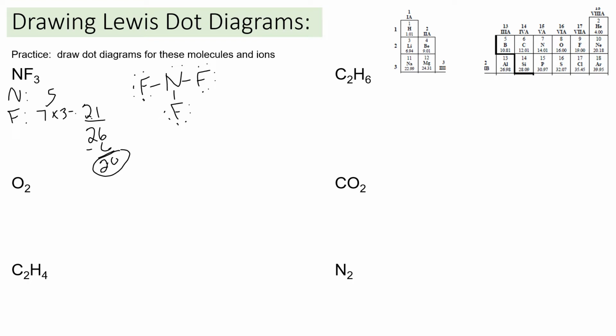C2H6. Carbon has 4 times 2 is 8. Hydrogen, 1 times 6 is 6, for a total of 14 valence electrons. Now this one, since I have 2 carbons, I'm going to put them both in the middle. So put carbon bonded to carbon as the middle, and I'm going to arrange the hydrogens evenly around them. So I'm going to put 3 hydrogens on this carbon and 3 hydrogens on this carbon.